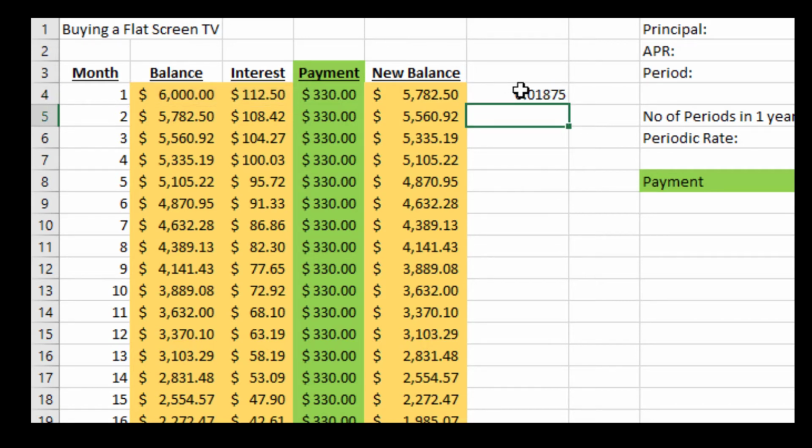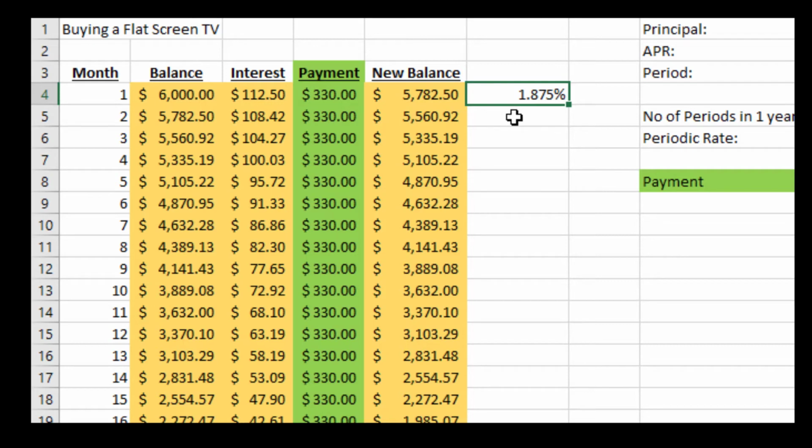And I get that, and I can make it into a percentage by hitting the percentage button and giving me a couple of decimals accurate. 1.875%. That's the periodic rate.